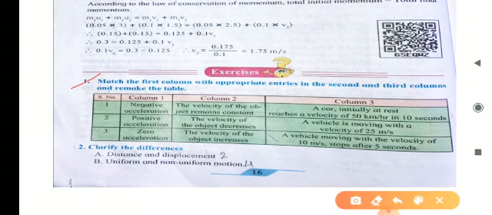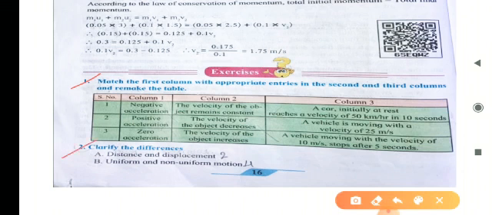Second, positive acceleration. The velocity of the object increases. Third column, a car initially at rest reaches a velocity of 15 kilometers per hour in 10 seconds. Third, zero acceleration. The velocity of the object remains constant and a vehicle is moving with a velocity of 25 meters per second.